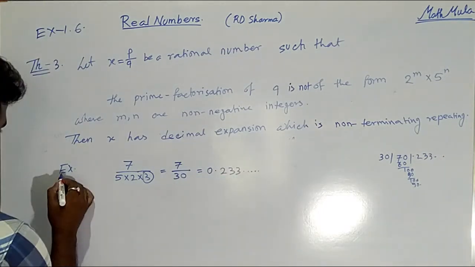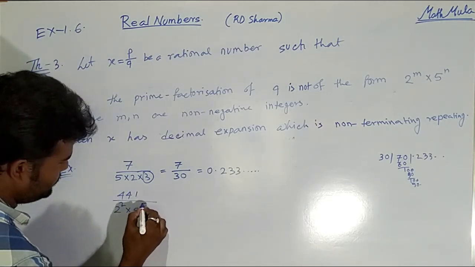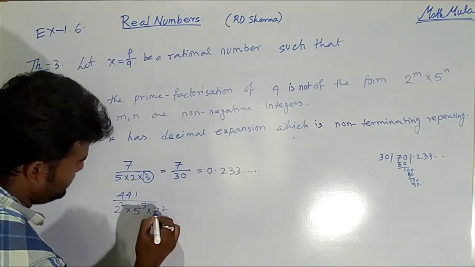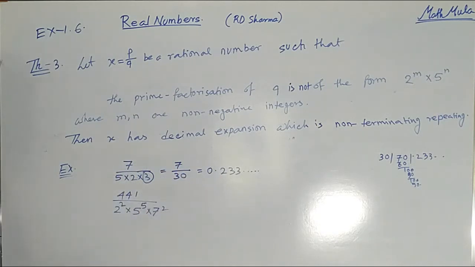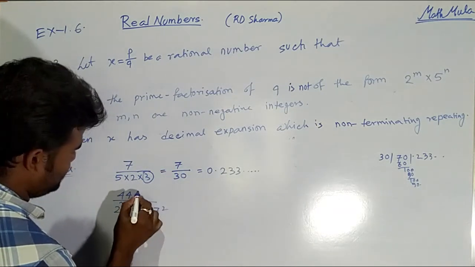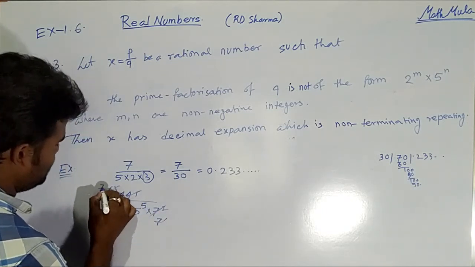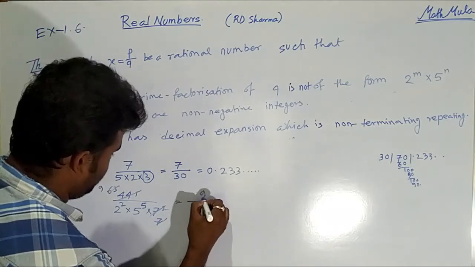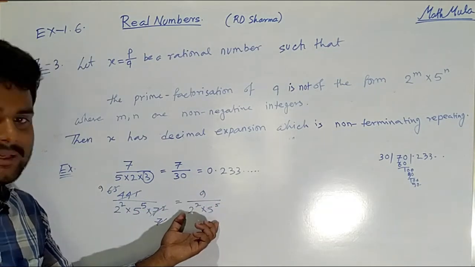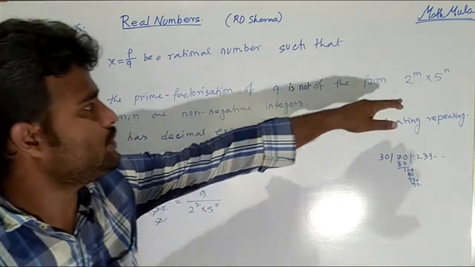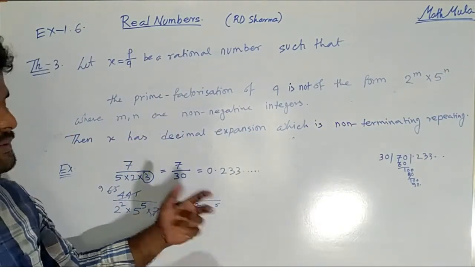And we check another example. 441 by 2 square into 5 to the power 5 into 7 square. Is the decimal expansion of this number terminating or non-terminating? We check this. Now if we divide this number by 7, it will be 63 by 7. Now dividing 63 by 7, it will be 9. Now this equals 9 by 2 to the power 2 into 5 to the power 5. Now the denominator of this rational number is in the form 2 to the power m into 5 to the power n. That means the decimal expansion of this number is terminating. That's it.